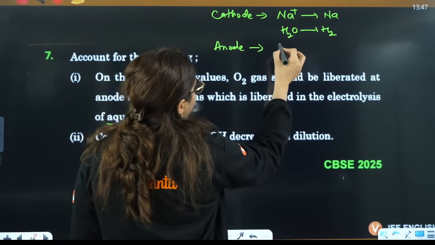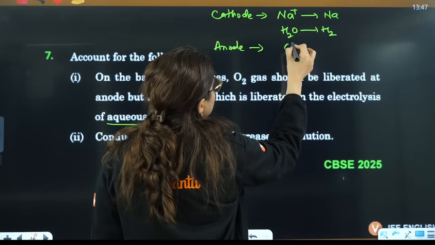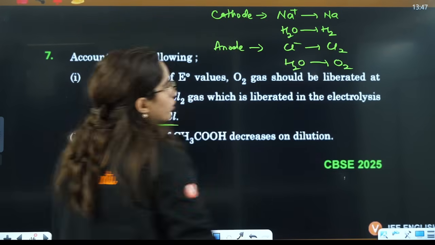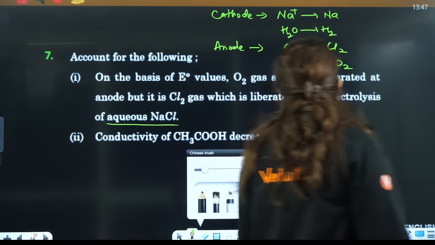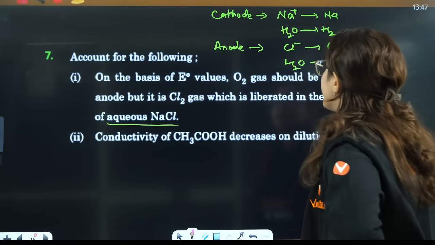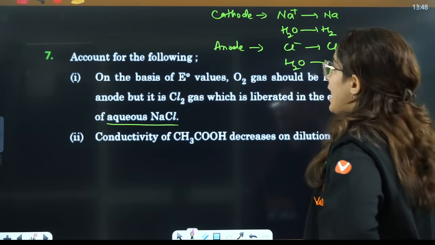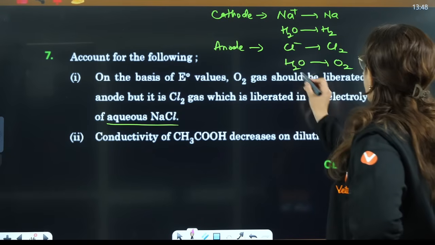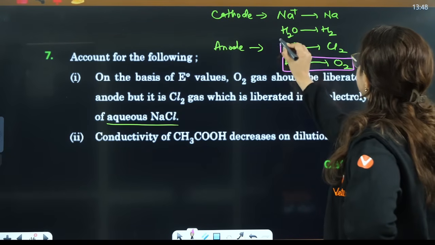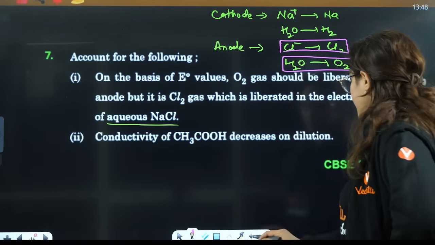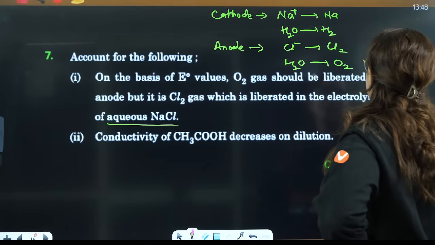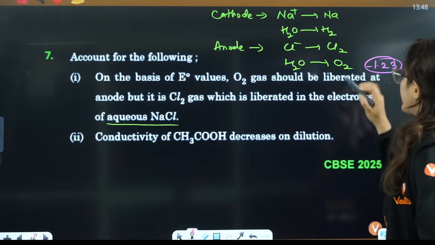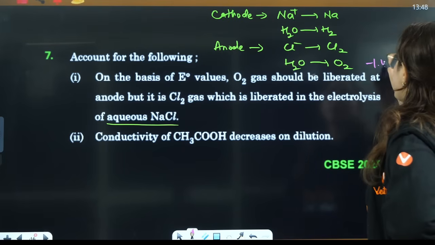At anode, what can happen? Cl negative can get converted to Cl2 or water can get converted to O2. These two things can happen. But they are saying O2 should be liberated at anode, but Cl2 gas is liberated in the electrolysis of aqueous NaCl. Why is O2 not liberated? Why is Cl2 liberated? Reason being the overpotential. Without overpotential we'll consider it as 1.23. With overpotential it is 1.43.